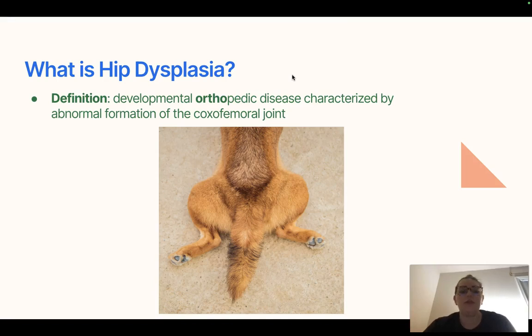So what is hip dysplasia? The definition is it is a developmental orthopedic disease characterized by abnormal formation of the coxofemoral joint, which is the hip joint. And this photo here is usually what is a symptom of hip dysplasia in dogs. So normally when you see dogs laying like this, they may have hip dysplasia.